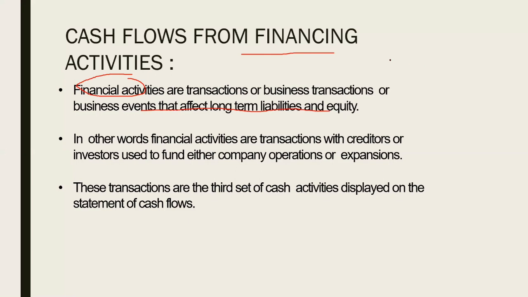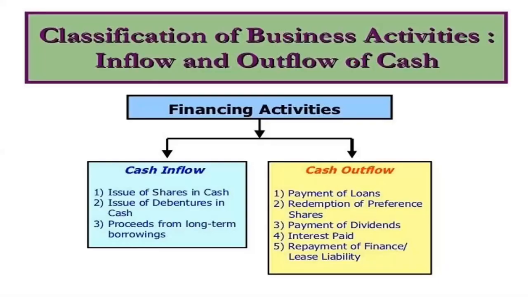For example, if we have issued shares of our firm, why have we issued these shares? To get the money from market. So when we issue these shares in the market, this is termed as financing activities. Cash flow from financing activities can be issue of shares in cash, issue of debentures in cash. See, here one thing is clear: in cash.